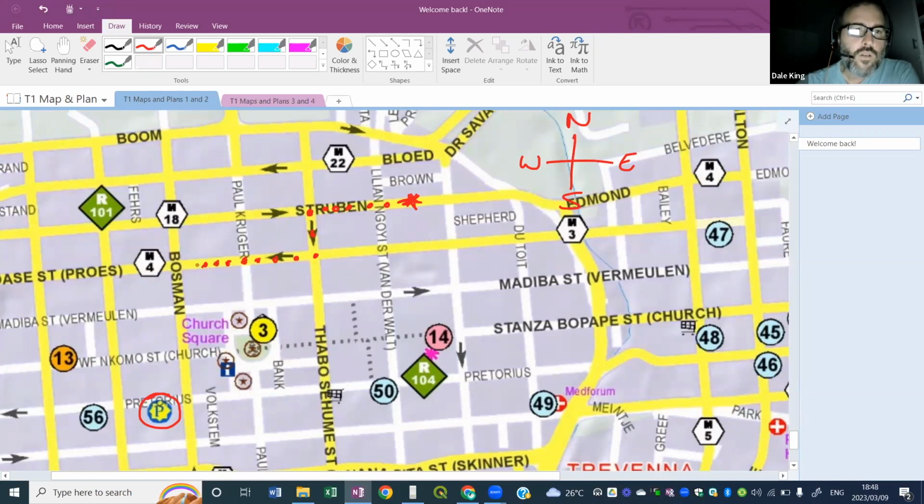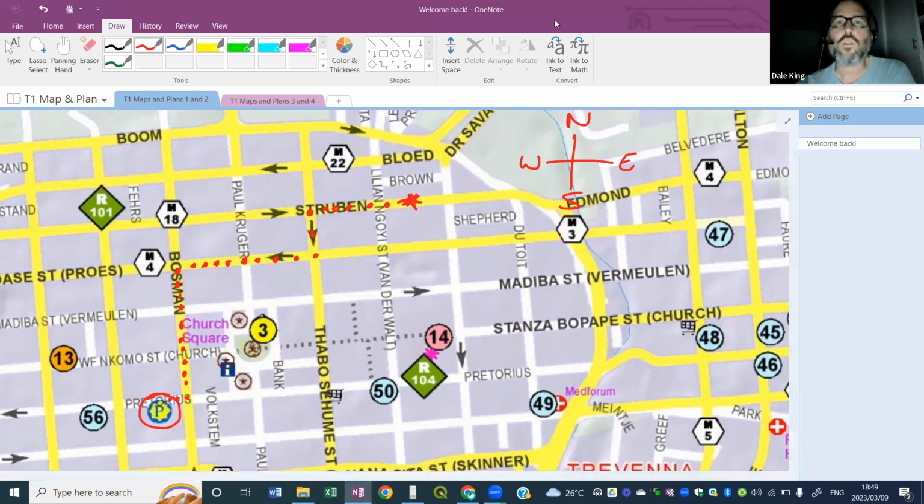Okay, continue west on Pose Street, then take a left into Bosman Street and go south, go past Madiba Street. You'll go past the Church Square on your left, go cross over WF and Cornwall Streets, continue south, and then turn right into Pretoria Street, and the police station will be on your left.